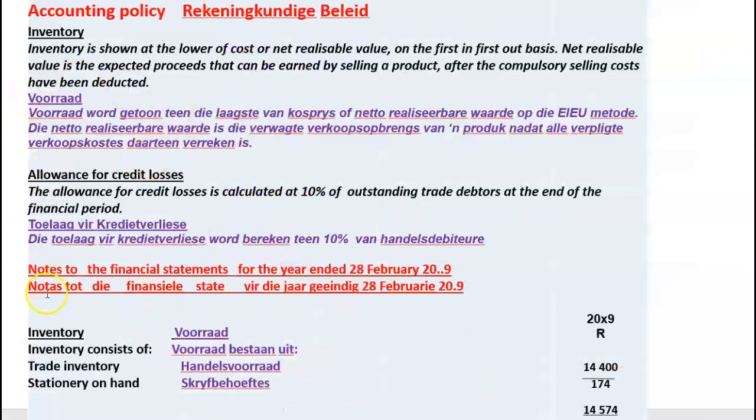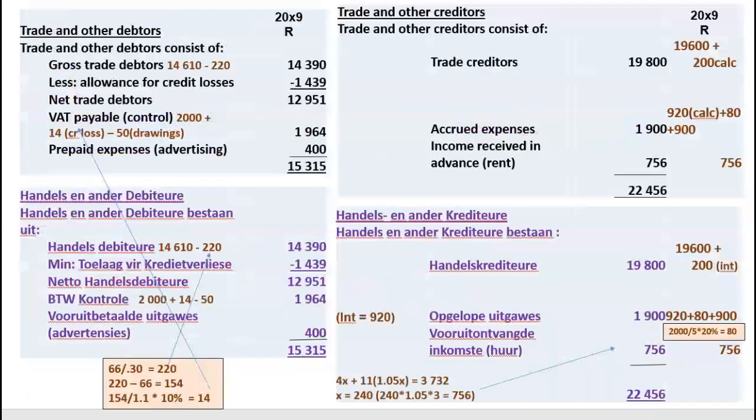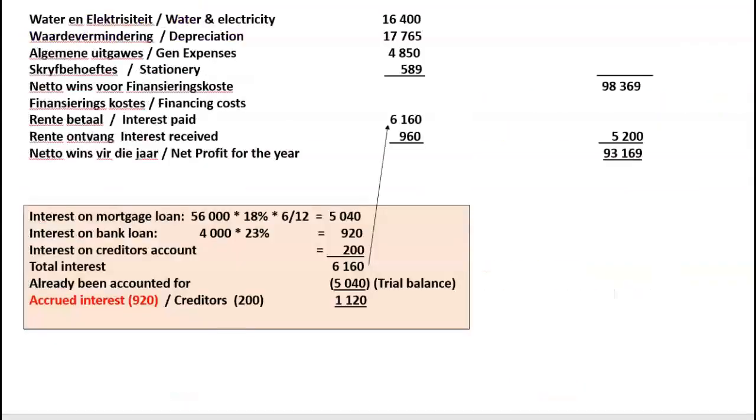Make sure that you know exactly what your accounting policy notes look like, what you should disclose under accounting policy notes. One should be there as well. And make sure that from there on further that you know exactly how the disclosure should take place.